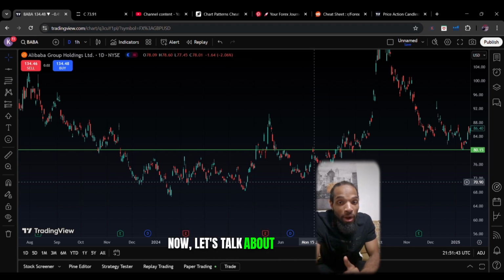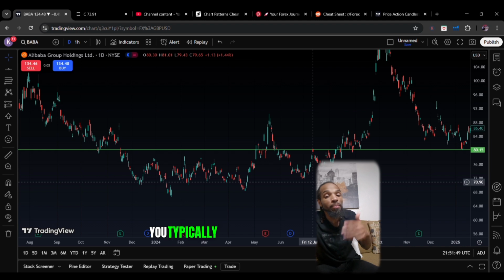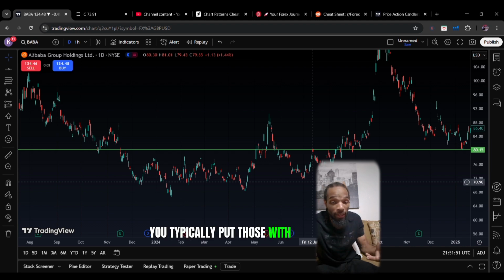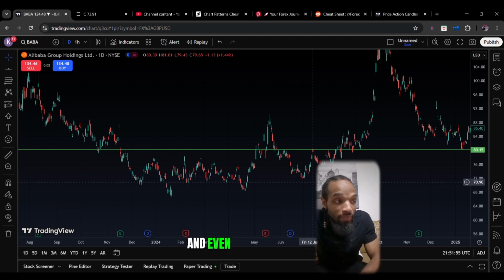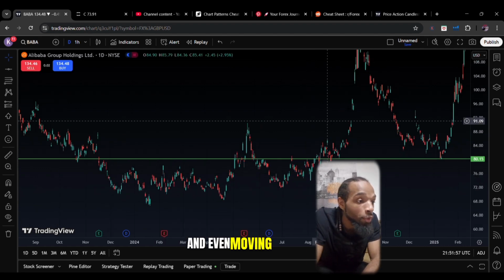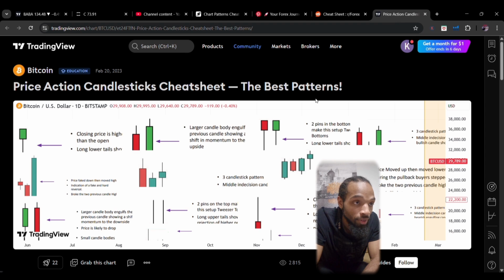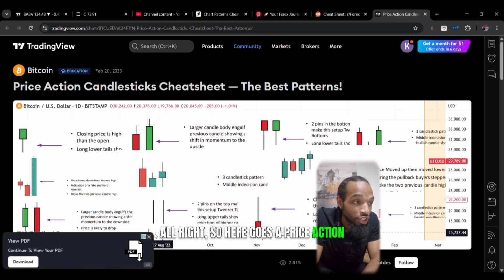Now let's talk about price action. Price action is very important. You typically put those with support and resistance levels, trend lines, and even moving averages. All right, so here goes the price action sheet.